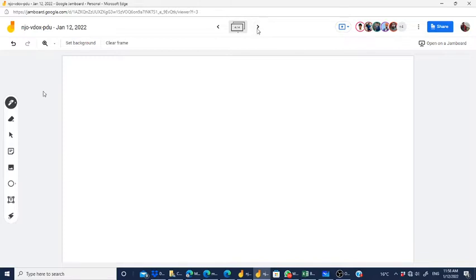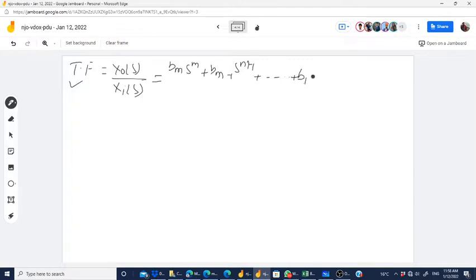Now just take the ratio of output and input, that is x naught(s) upon xi(s), and this is called the transfer function, because the transfer function is defined as the Laplace transform of output upon Laplace transform of input, putting all the initial conditions 0. So you have the equation like this: b_m s^m plus b_(m-1) s^(m-1) plus dot dot dot up to b1 s plus b naught, divided by a_n s^n plus a_(n-1) s^(n-1) plus dot dot dot a1 s plus a naught. So this is the transfer function.